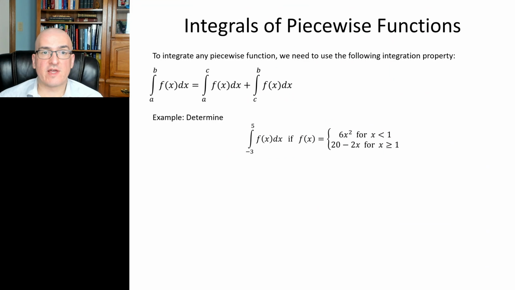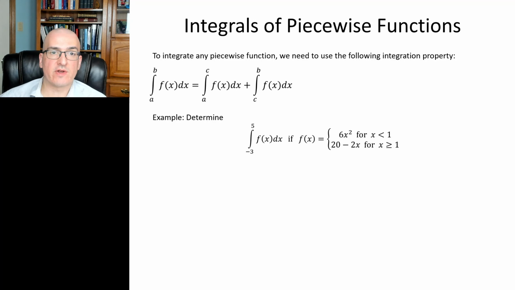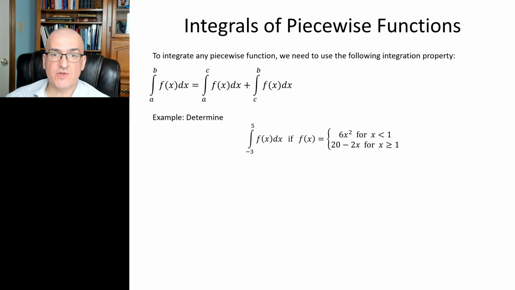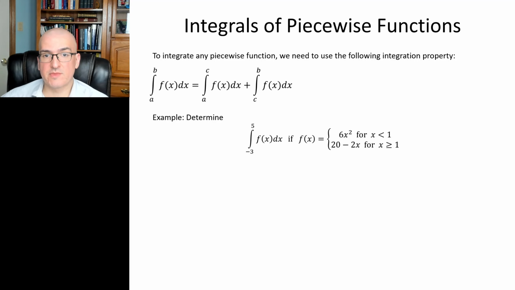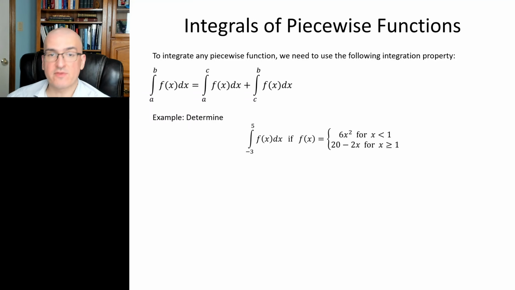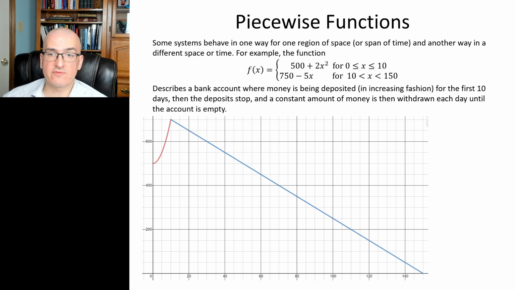In terms of integration, the key property that we use to integrate such nasty looking, but not actually that nasty function, is we use this method for splitting up an integral. We integrate from a to b as integral from a to c plus integral from c to b. We just take a pit stop. And we take the pit stop at the location where the piecewise function switches its behavior. So in this graph and in this function, the piecewise function changes its character at x equals 10.